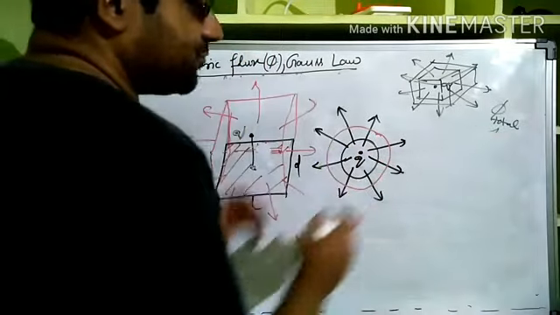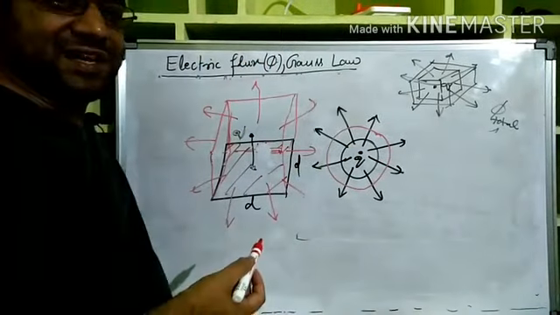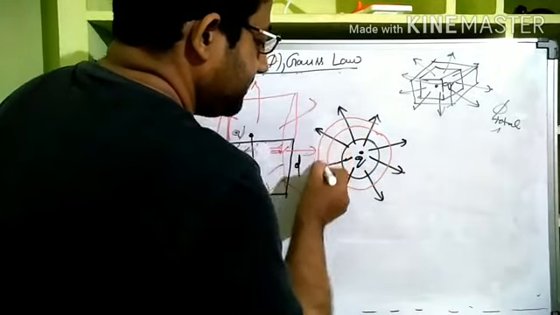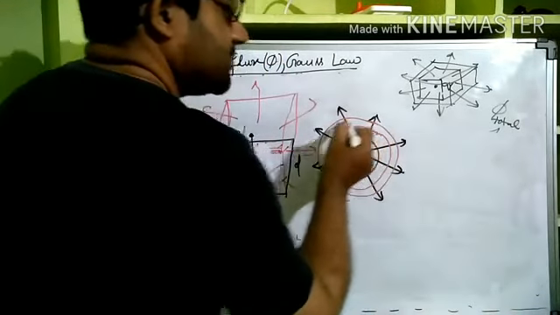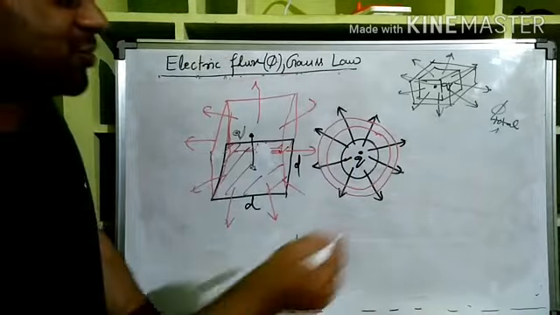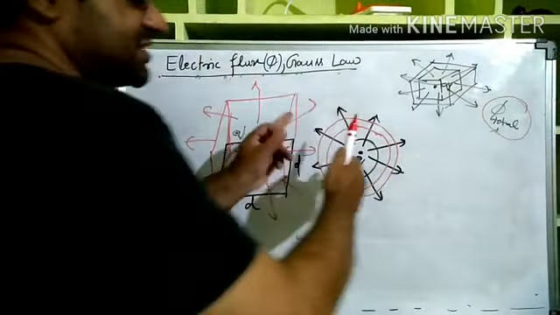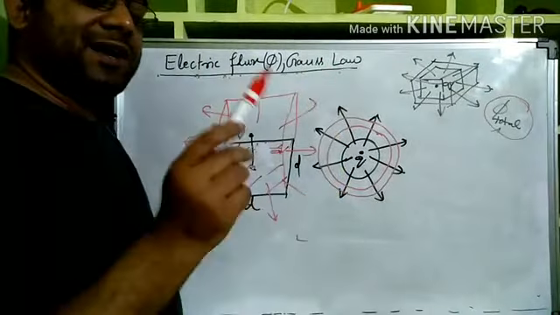So what is the flux going out? Those 8 lines only are passing, right? So flux will remain the same. Instead of 2 cm, I made it 3 cm. So 8 lines only are going out, right? So the total flux is not dependent on the size and also not dependent on the shape.